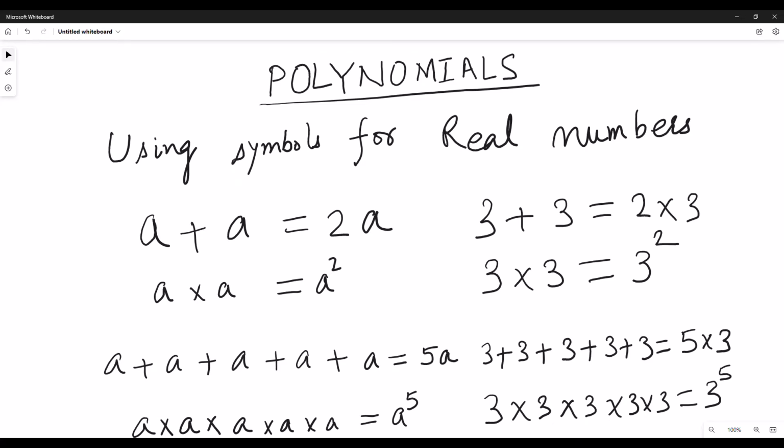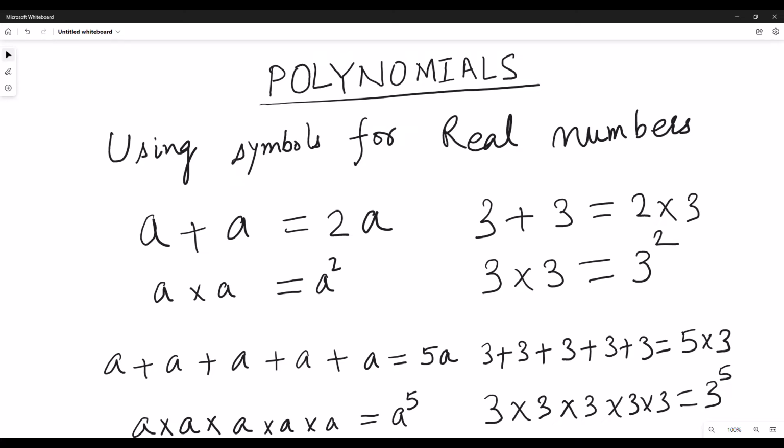Let us do self-study. Today we will be discussing polynomials. Polynomials use the form of algebraic expressions, and algebra is the use of symbols for real numbers. So we will start with some basics like a plus a is 2a and a multiplied by a is a to the power 2, a square. Likewise, 3 plus 3 is 2 times 3 and 3 multiplied by 3 is 3 square.